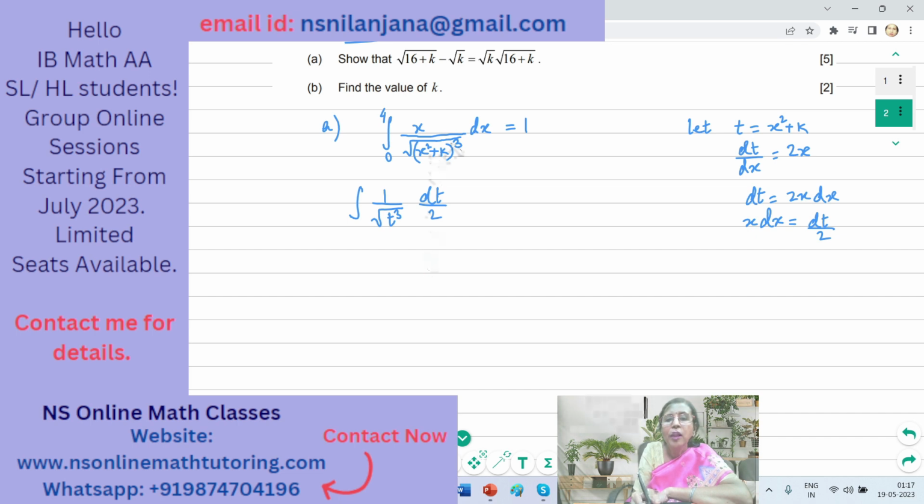Okay. So I'm just doing the integration. I'm not even taking the equal to 1. I'm just doing the integration. So this is equal to, I can take the half outside, and this is actually 3 over 2. Square root of t cube is t to the power of 3 over 2, and it is in the denominator, so I can bring it up, and the power will be t to the power of negative 3 over 2 dt.